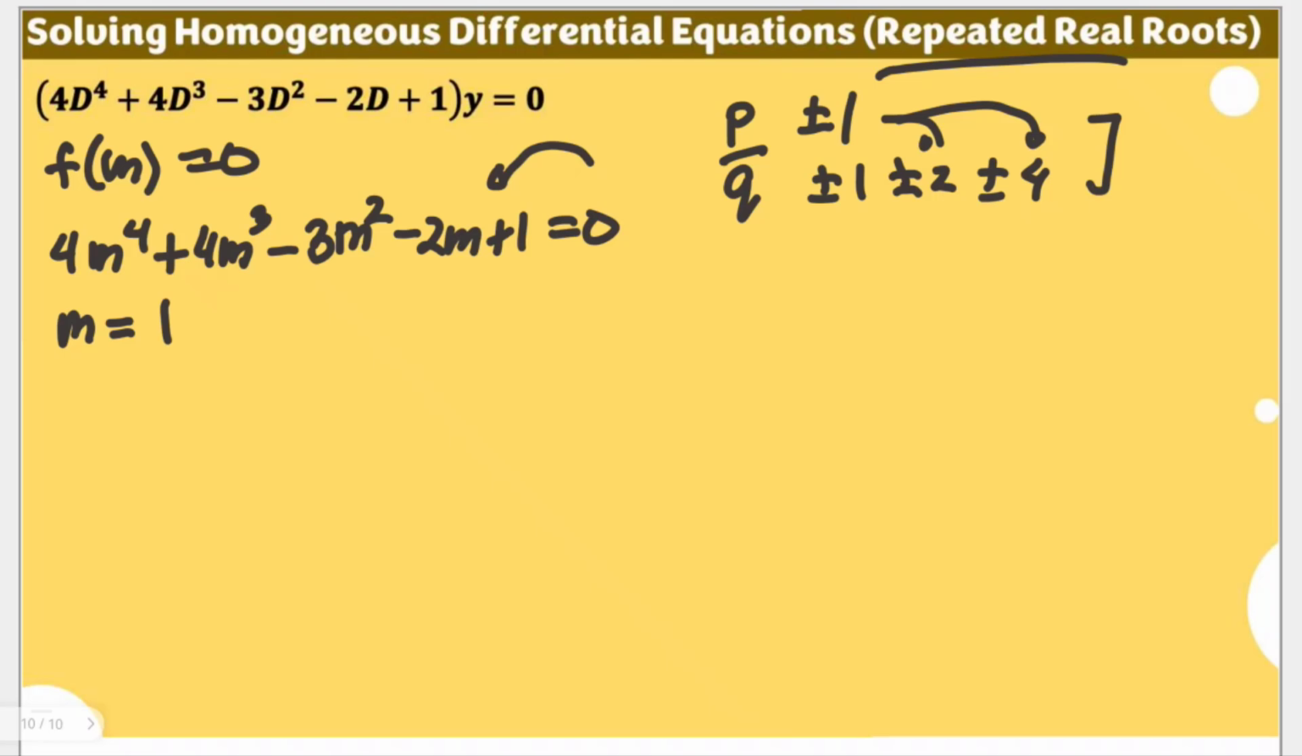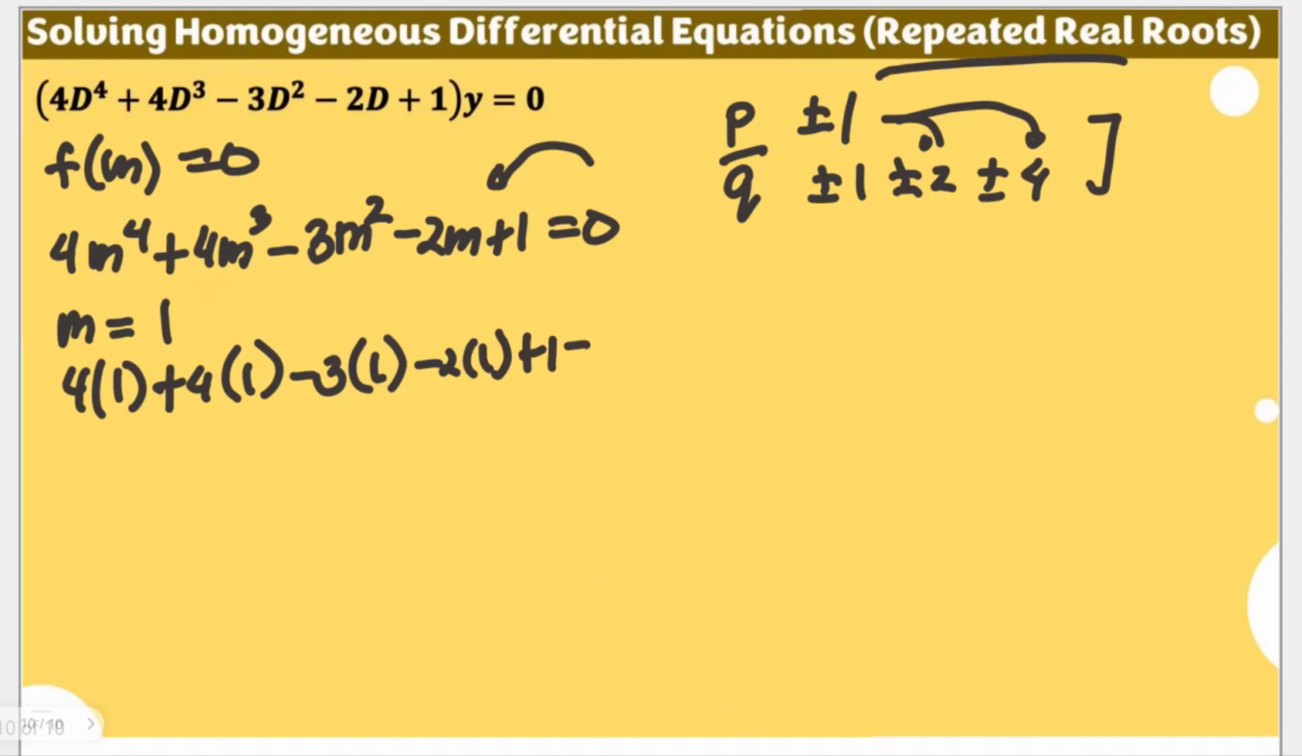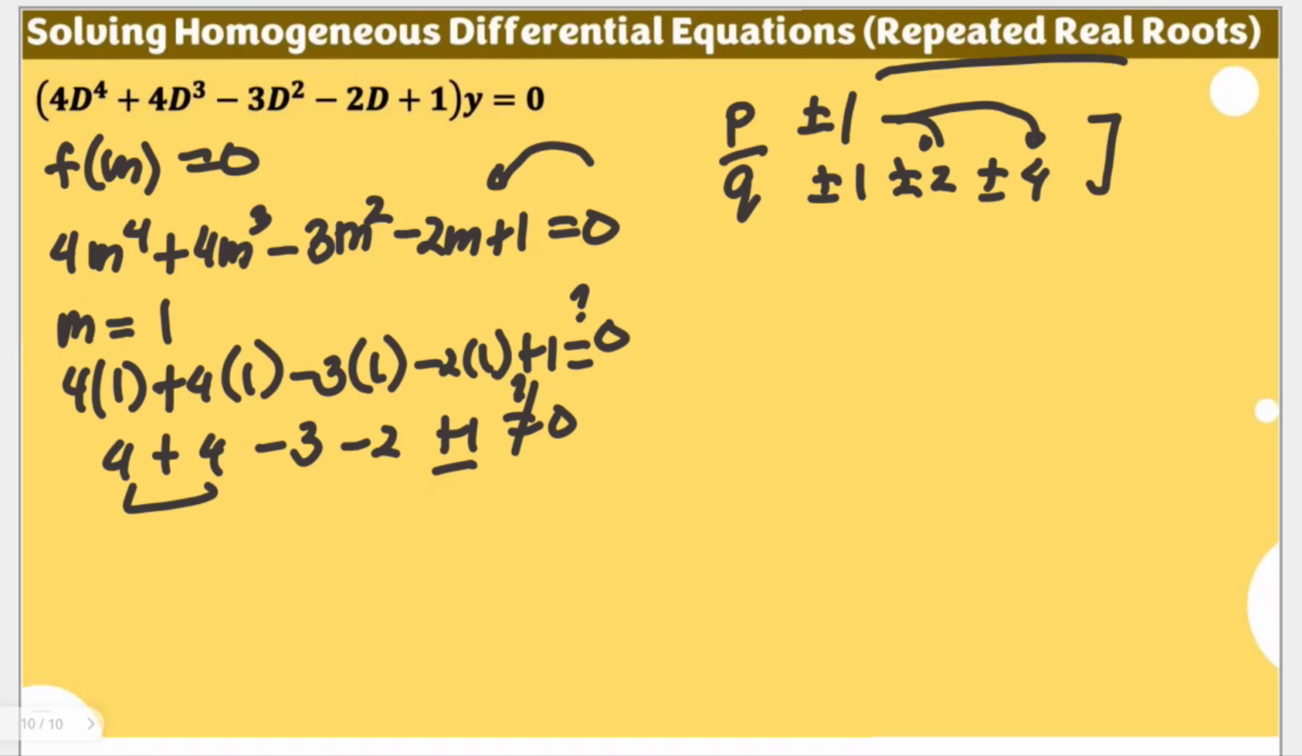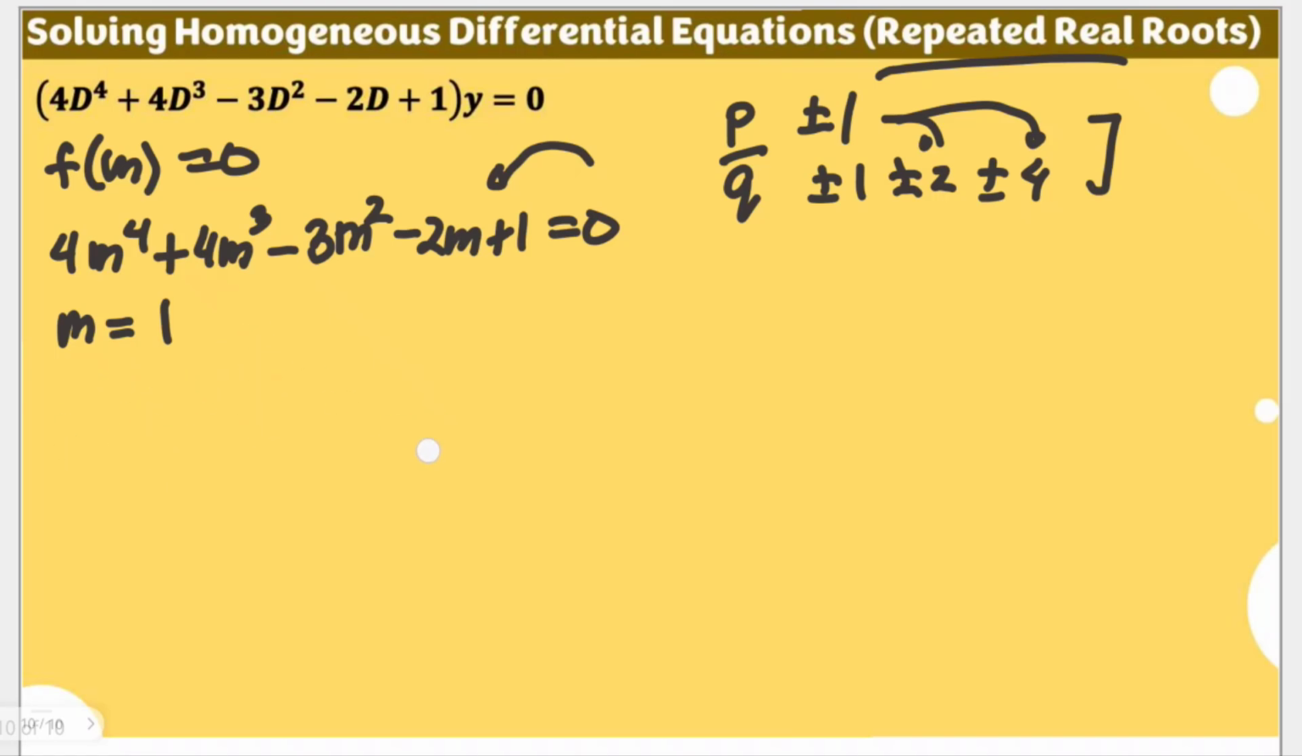If we substitute that, you have 4 times 1 to the power of 4, which is 1, plus 4 times 1 cubed, which is 1, minus 3 times 1 squared, which is 1, minus 2 times 1 plus 1. Let's check if it's 0. This is 4, this is 4, minus 3, minus 2 plus 1. Let's check: this is 8, 9. So it's not equal to 0. Hence, 1 is not a root. Let's proceed to the next value. Instead of moving to 2, let's have the negative value of 1.